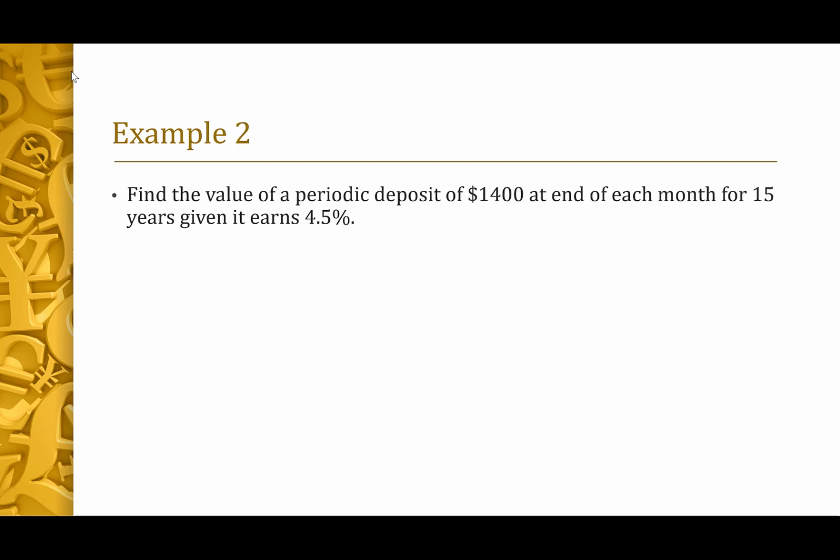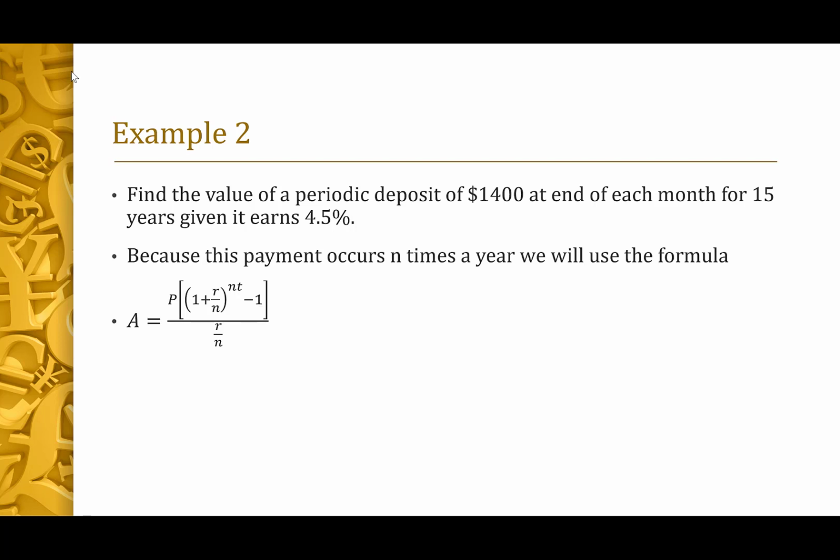So let's try another example. This time, let's find the value of a periodic deposit of $1,400 at the end of each month for 15 years, given we get 4.5% interest. So this one's different because we have each month, so we're going to use the different equation. This time we're using the bigger one. A equals P times big parentheses, then parentheses 1 plus r over n to the nt minus 1, and then the whole thing all over r over n.